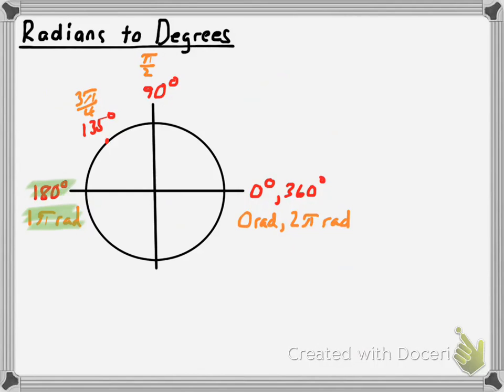Okay, so here's how you go from radians to degrees. I'll write this out then to show you how it works with the radian and degree equivalents that I've already shown you.